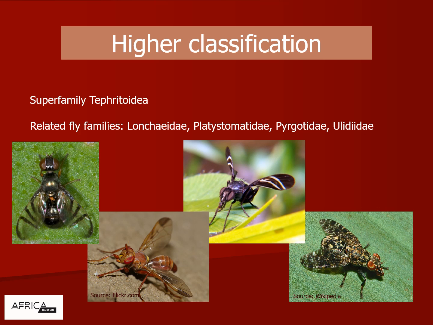In addition to Tephritidae, the superfamily Tephritoidea comprises several other fly families, such as the Lonchaeidae, Platystomatidae, Pyrgotidae, and Ulidiidae, of which you see here a number of representatives. Several of them closely resemble fruit flies with similar marked wings and can therefore be easily confused with the true fruit flies.